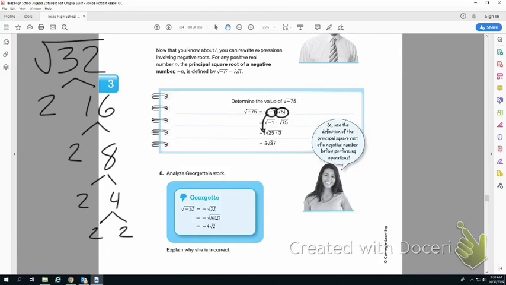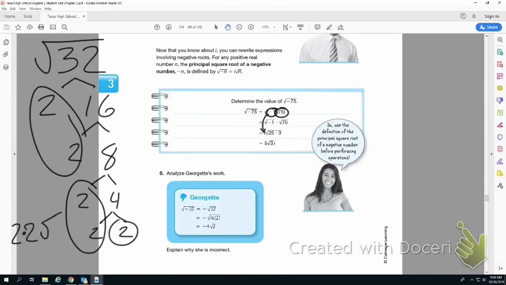So now I've got all these 2's, and I'm going to see how many pairs of 2's I can get. So I've got one pair of 2, which is 2. Only one 2 comes out. I've got another pair of 2, which comes out. But I still have this 2 left over, so I'm going to put that 2 under the square root, and I'm going to multiply those.